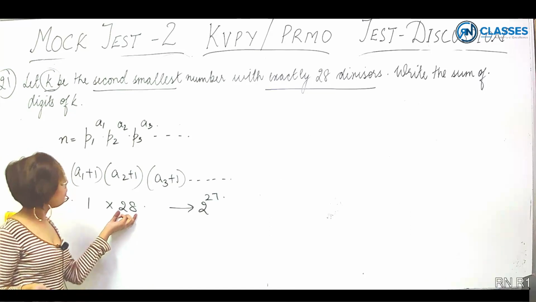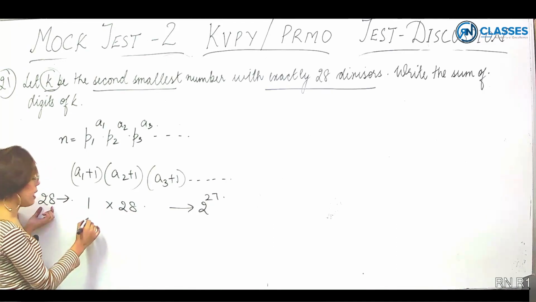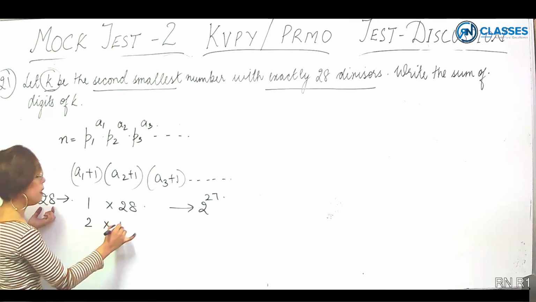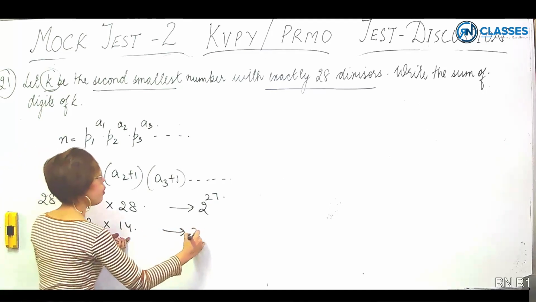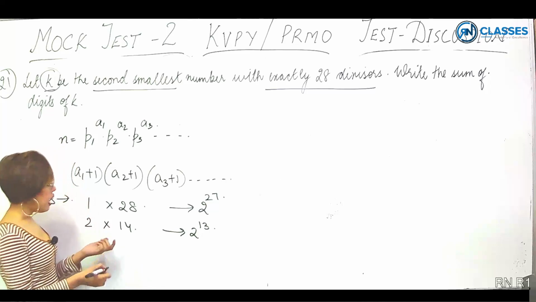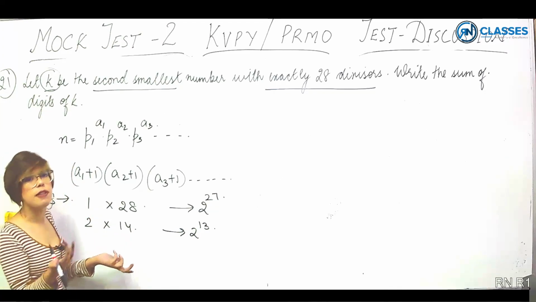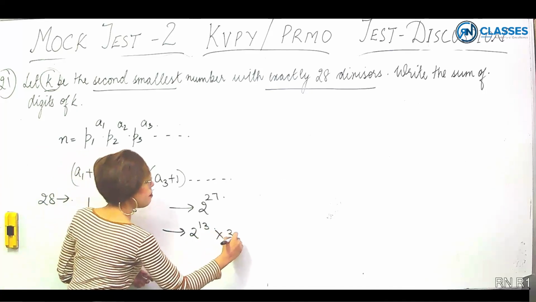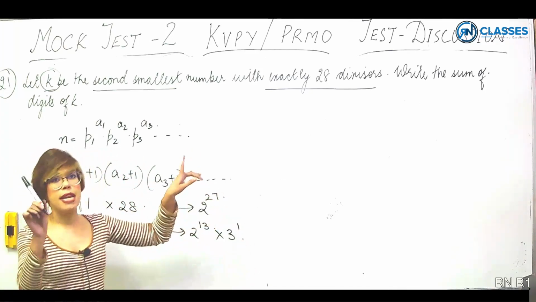Now, I can write 28 as a product of two numbers. 1 into 28 is done. Next, I can take 2 into 14. Right? That means I can take the power of 2 as 13. And then, since I want another prime number, I'll take the second smallest one, which is 3 to the power 1. Obviously, you can see 14 into 2, 28 divisors.